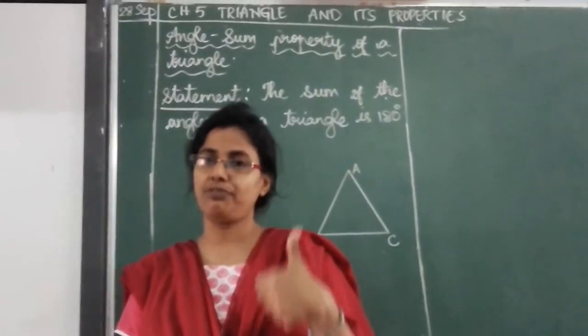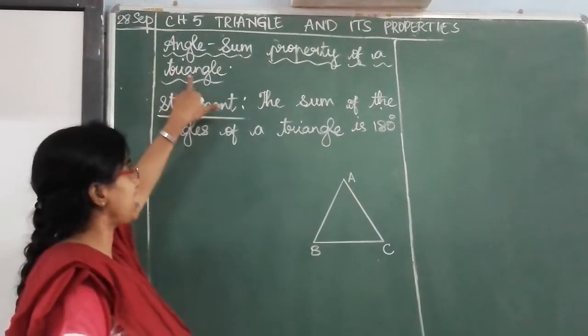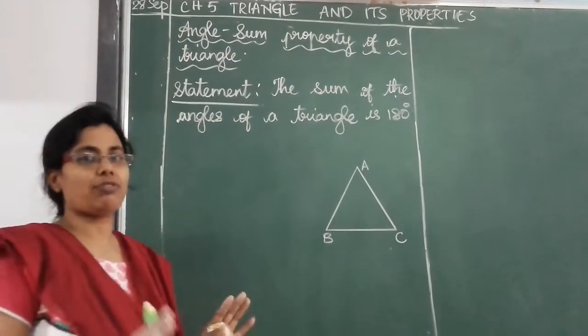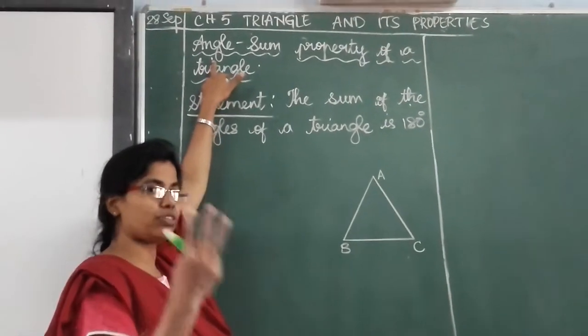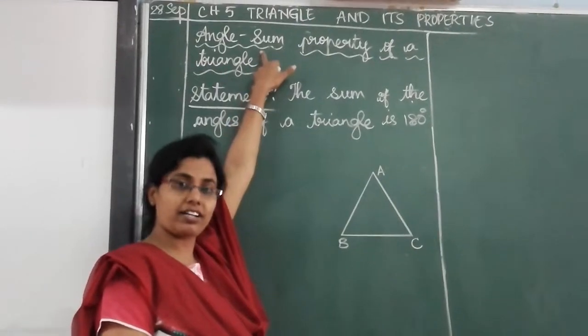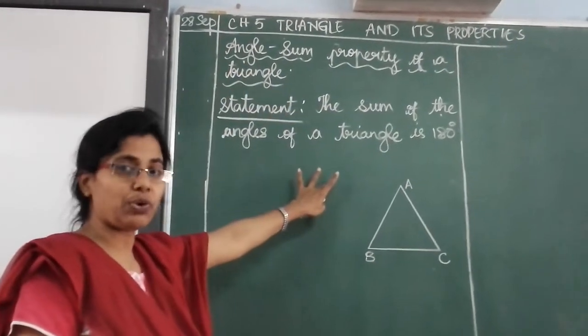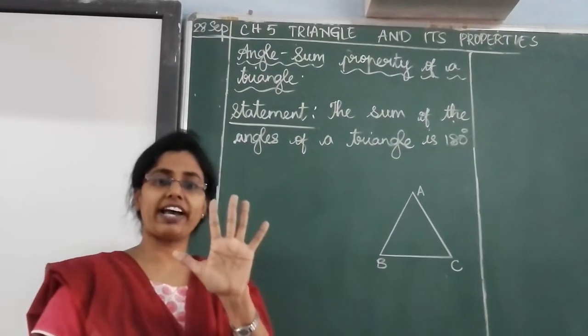Today we are going to learn the first property of a triangle, and it is angle sum property of a triangle. Angle sum property of a triangle. How many angles are there in a triangle? Very good. 3. Sum means what? Addition. Very good. So you know what we are going to do in this. So to prove this property we need to follow 5 steps.